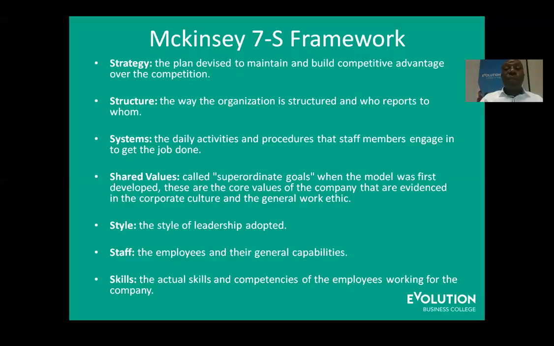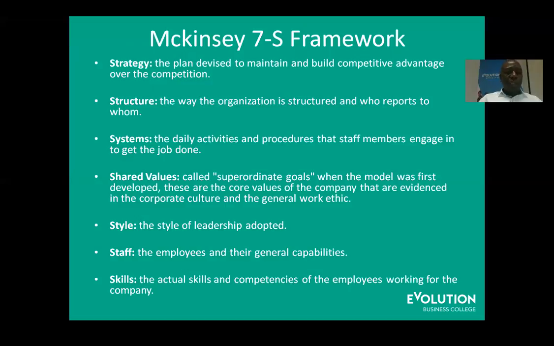And even in most companies, when you work at a senior level, you'll be using McKinsey's 7S framework when you're designing different models, or when you're designing different leadership programs. So the strategy, you say, what is the strategy? Strategy is the plan devised to maintain and build competitive advantage over the competition. So, like we say, Tiger Airways, their strategy was to come in at a low price, $49, $50, $79 to Melbourne, or Adelaide, or Gold Coast. So that was their strategy to penetrate into the market.